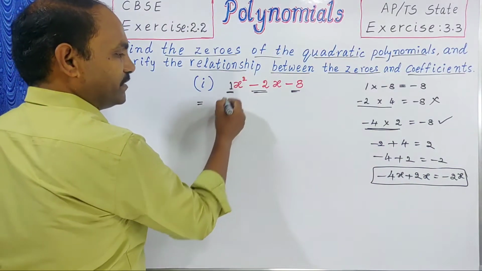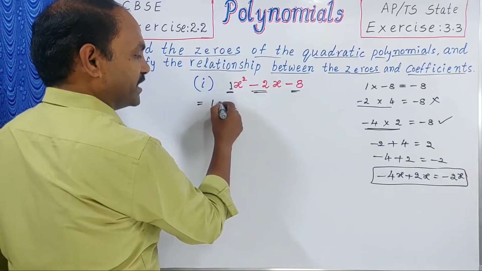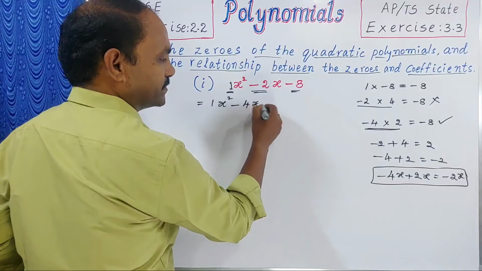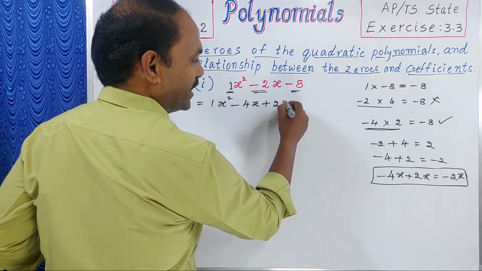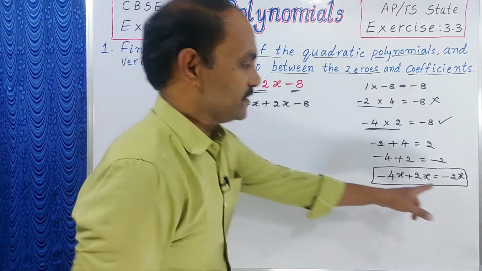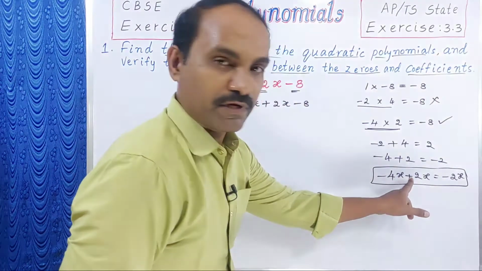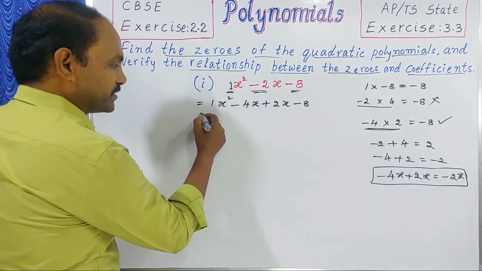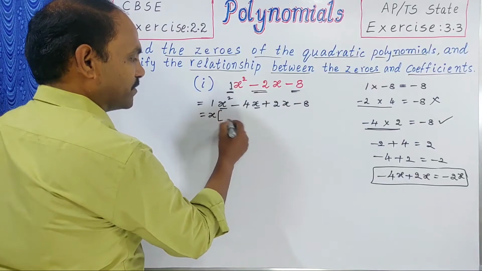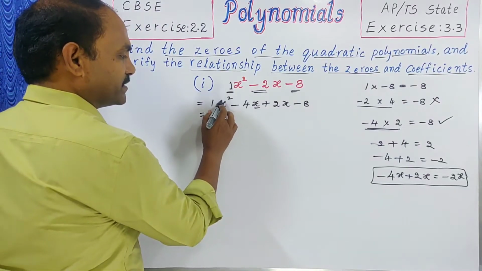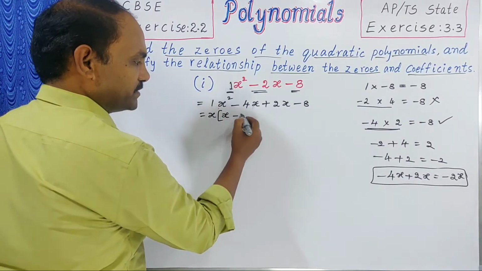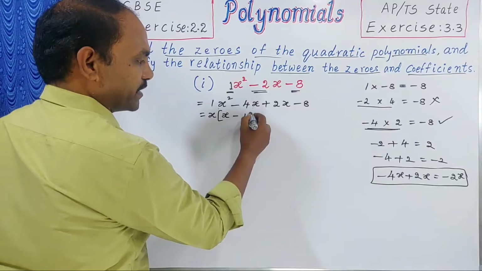Now let us check this one. First term same, no change. This one, minus 4x plus 2x minus 8. Minus 4x plus 2x instead of minus 2x. In these first two terms, x is common. Then what remains here? 1x gone, so x is there, minus 4x gone, so minus 4 is there.